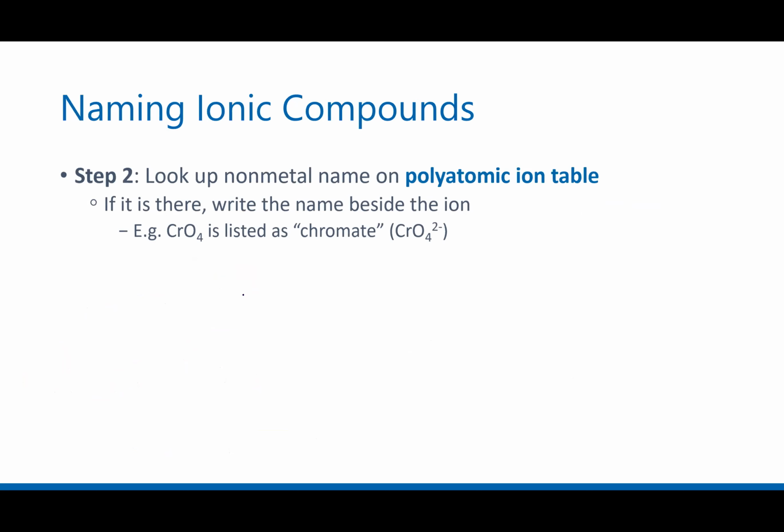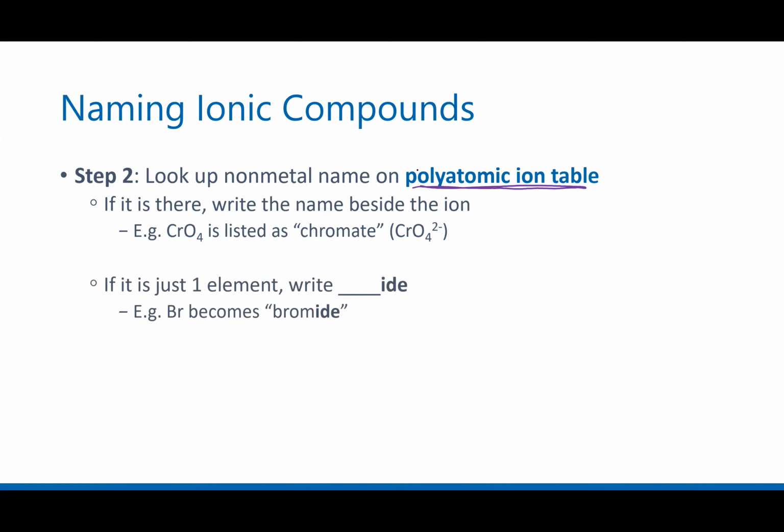Once you've looked up the metal and the charge on that metal, look up the nonmetal. You can start with the polyatomic ion table. If it's there, just write the name. Don't change anything. Never mess with the names on the polyatomic ion table. If it's not on the polyatomic ion table, it's probably just one element, like Cl, Br, F, or I, or even O. We would change these names when we write them down.